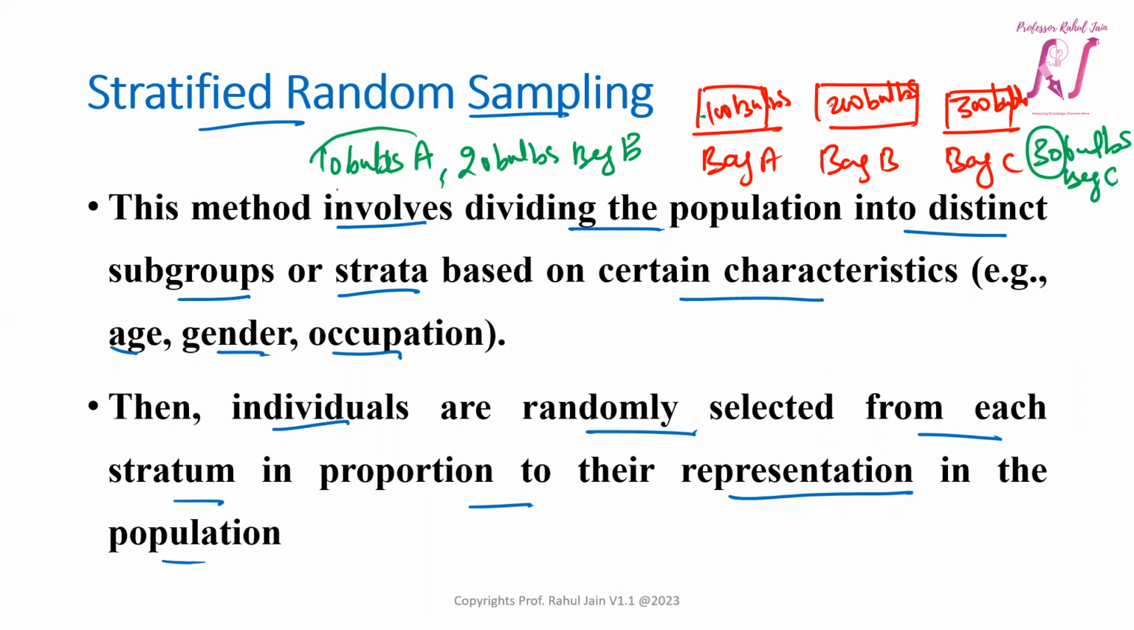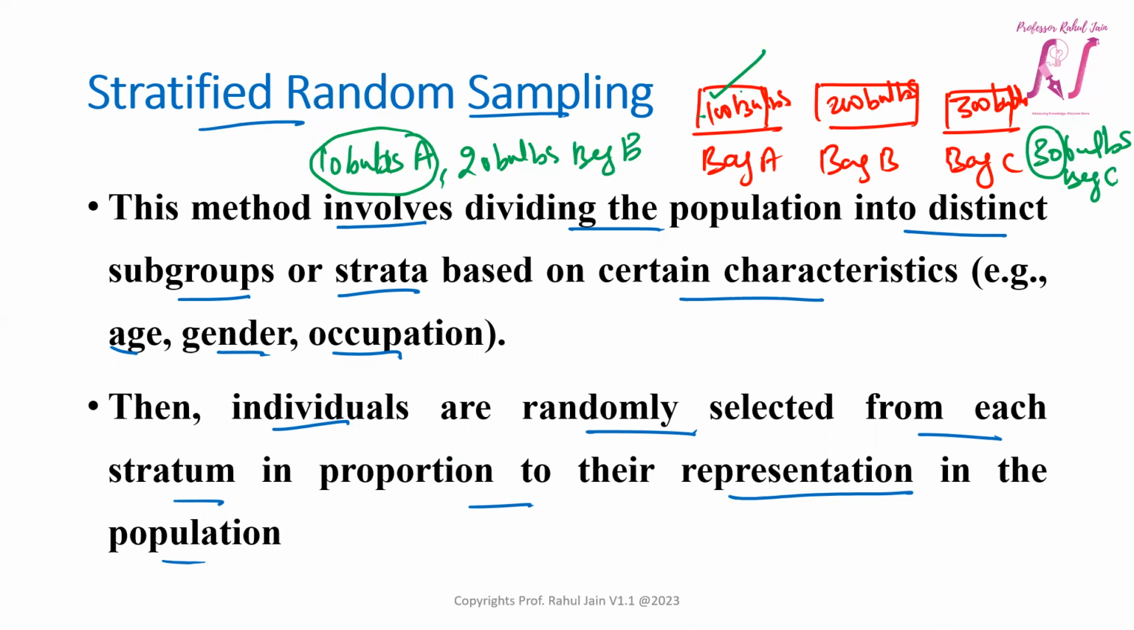Here we have selected the sample, and the chance of selection of each and every bulb is equal. Definitely, it is a probabilistic type of sampling, right? So don't get confused by that. The method is just like that. We are selecting the samples from different strata.